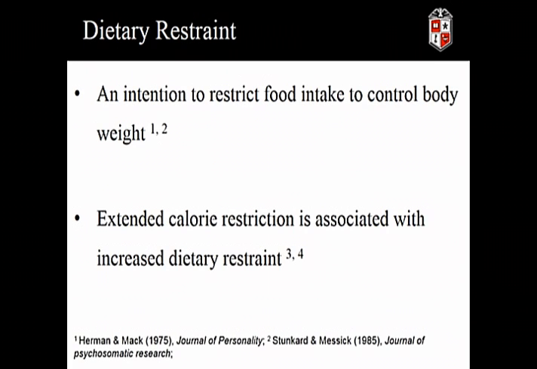Dietary restraint is another broader concept that will be reflected in part of the next scale I'm going to talk about, and it's the intent to restrict food to control weight. We all know this from the eating disorder literature, with restrained eaters and so forth. Extended calorie restriction is, obviously, associated with dietary restraint.